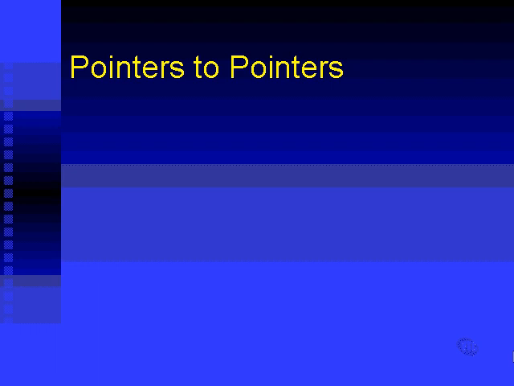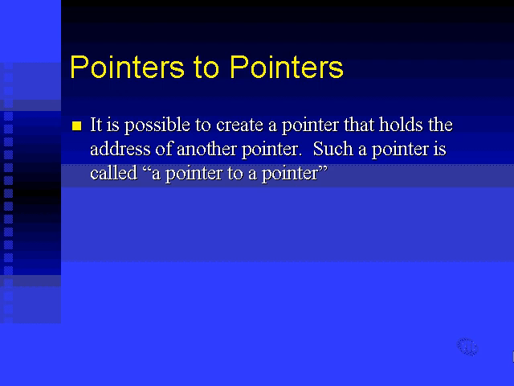Okay, just when you thought you were getting a handle on pointers, along comes pointers to pointers. So what are we talking about? Create a pointer that holds the address of another pointer. Can you think what that could possibly look like? We call such a pointer a pointer to a pointer. That's all it is. It's simply a pointer that holds the address of another pointer. Don't get too scared of them.